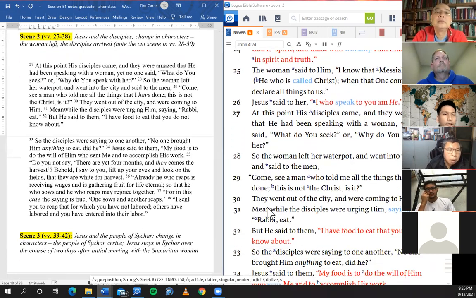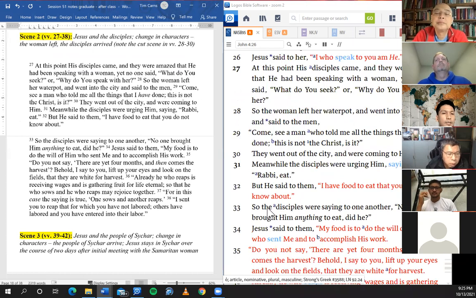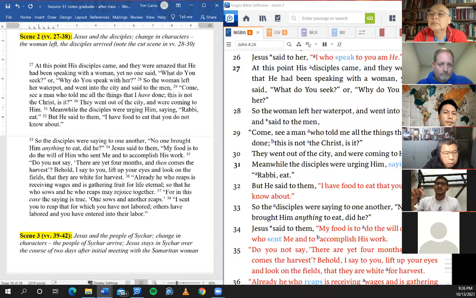Verse 27 to 32. At this point, his disciples came, and they were amazed that he had been speaking with a woman. Yet no one said, "What do you seek?" or "Why do you speak with her?" And so the woman left her water pot and went into the city and said to the men, "Come, see a man who told me all the things that I have done. This is not the Christ, is it?" They went out of the city and were coming to him. Meanwhile, the disciples were urging him, saying, "Rabbi, eat." But he said to them, "I have food to eat that you do not know about."